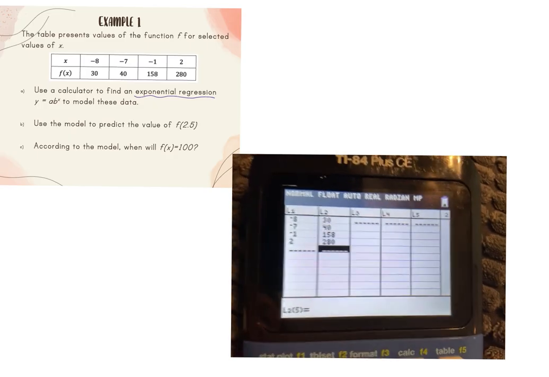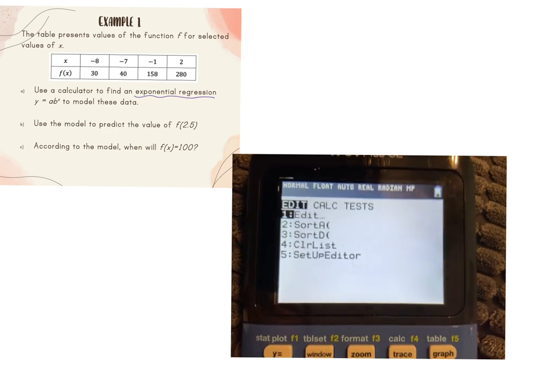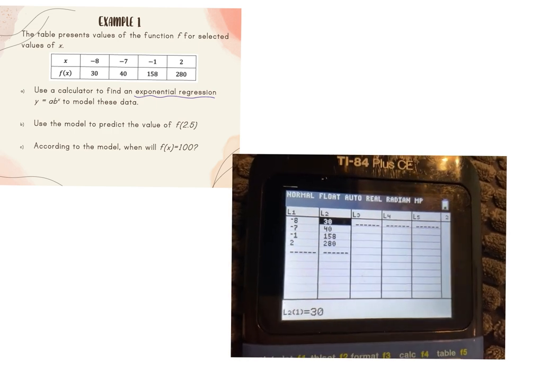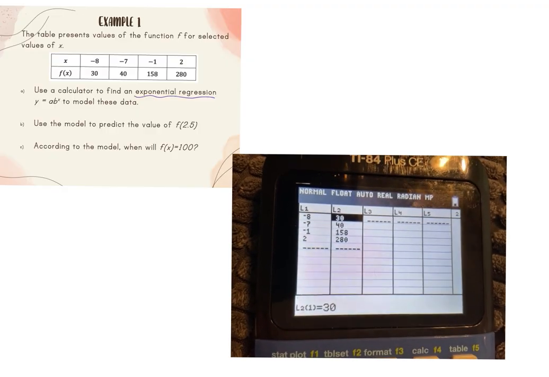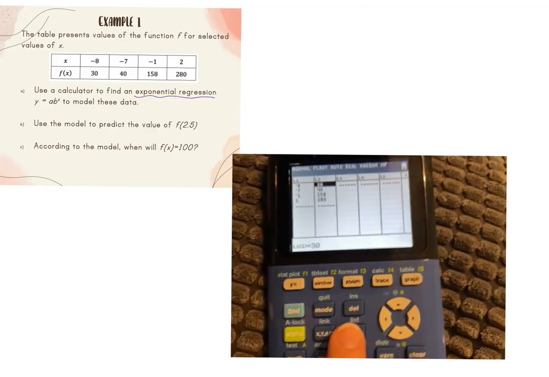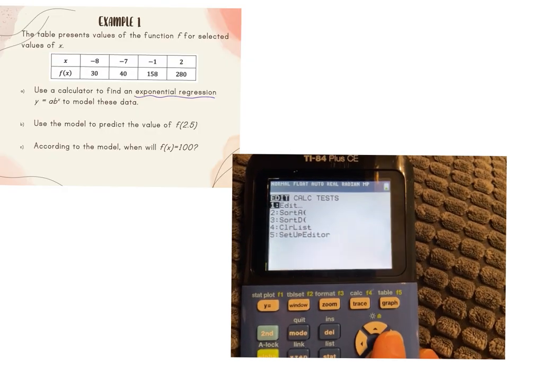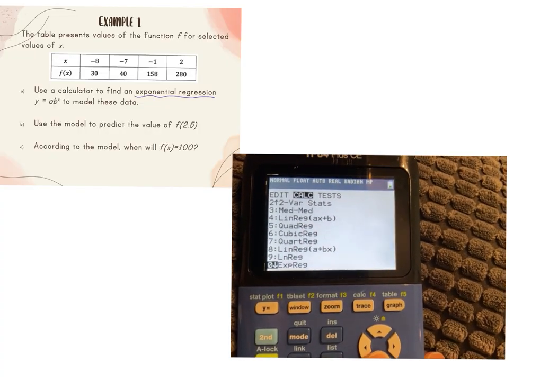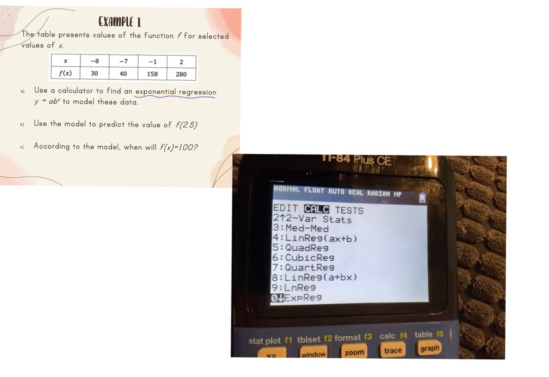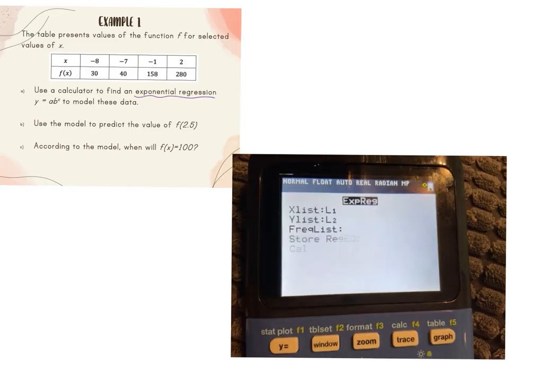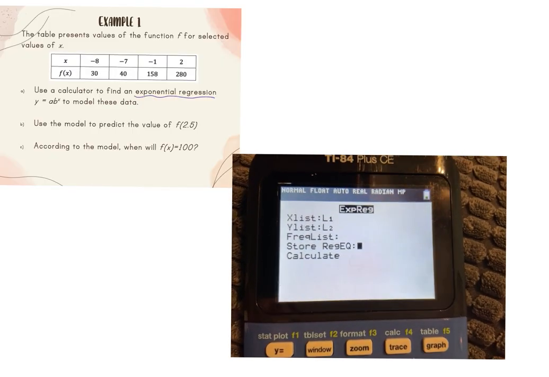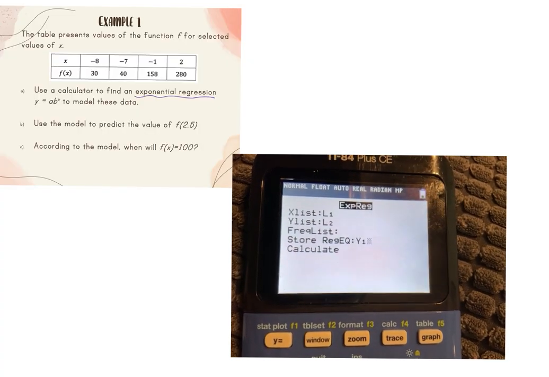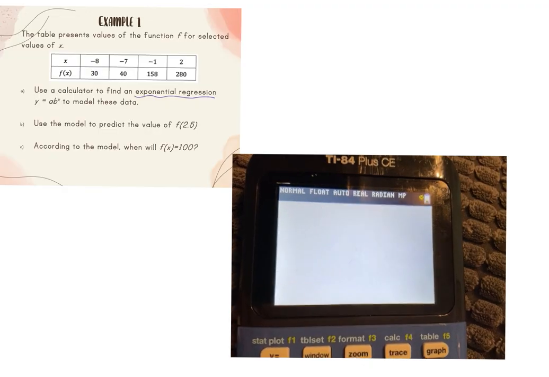Okay, so I've got my graphing utility here. I went to stat, I went to edit, and I typed in my values. So -8, -7, -1 and 2, 30, 40, 158, and 280. I'm now going to go to stat, then calc. And if we scroll down past the ln regression, you're going to see exp for exponential regression. I'm going to hit enter. Remember, we want to store this because it's asking questions based on it. So we're going to go second trace and put the y1 in there, and then we're going to calculate.